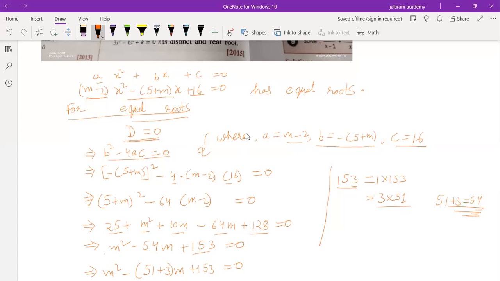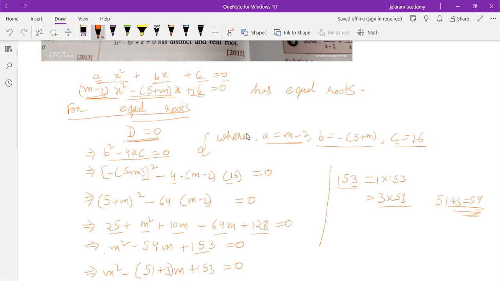Find the values of a, b and c by comparing the given equation (m minus 2)x square minus (5 plus m)x plus 16 equals 0 with ax square plus bx plus c equals 0. So a equals m minus 2, b equals minus of (5 plus m), c equals 16. Okay.